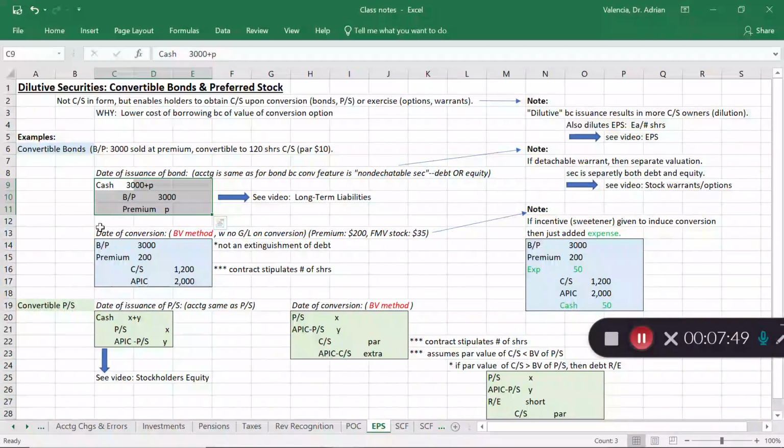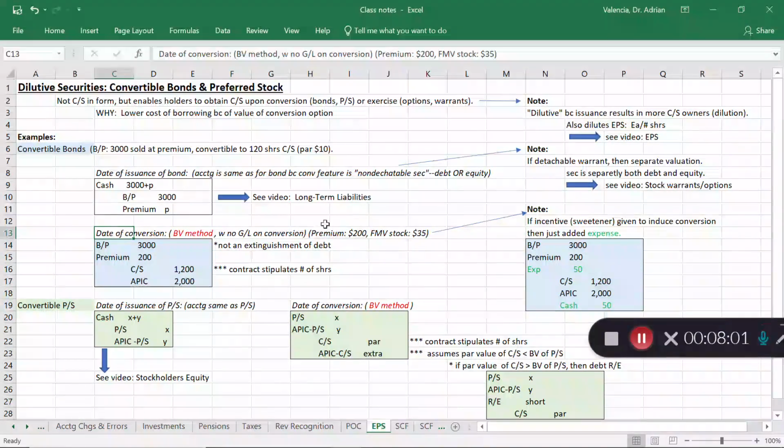Now here's what happens on the date of conversion. First of all, you'll use what we call the book value method. So there's going to be no gain or loss on the conversion. And here's additional information. The balance in the premium account is $200. Now remember, that premium started with an amount of P. You don't know what that is. But over time, you amortize it. Every time you make interest payments, etc., you amortize it. And it just happens to be on this date of conversion, whatever day that is, the balance in the premium account is $200.